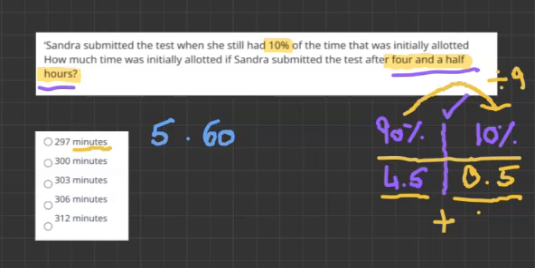Now 5 times 60 is very easy. You just move the 0 over, and that is 5 times 6, which equals 30. So our final answer is 300 minutes.